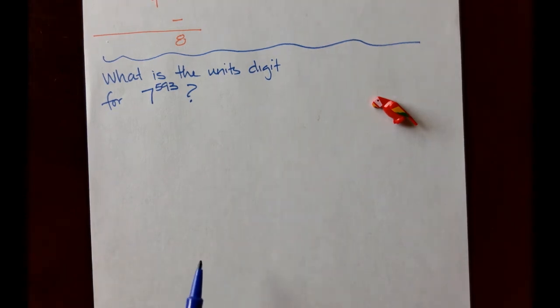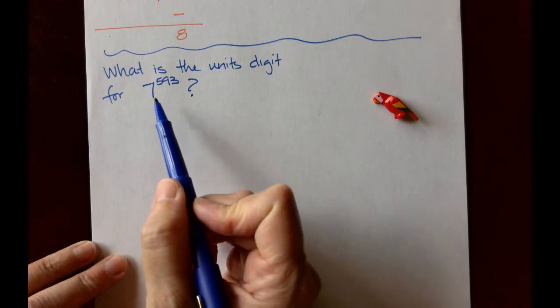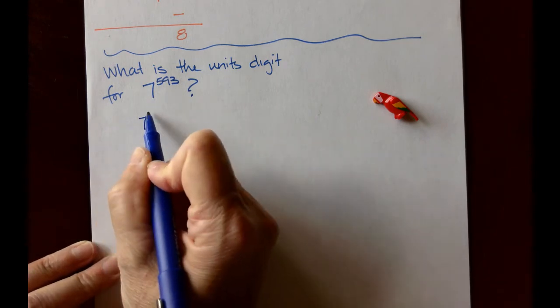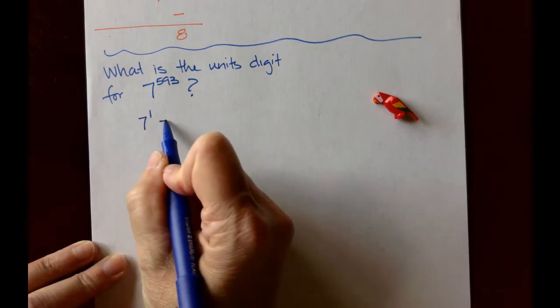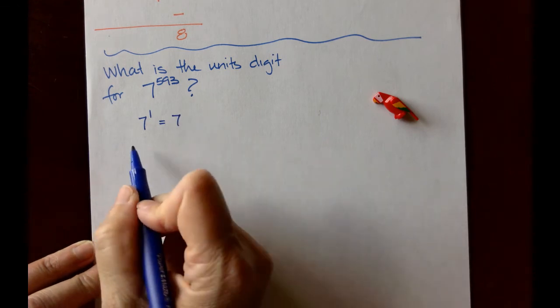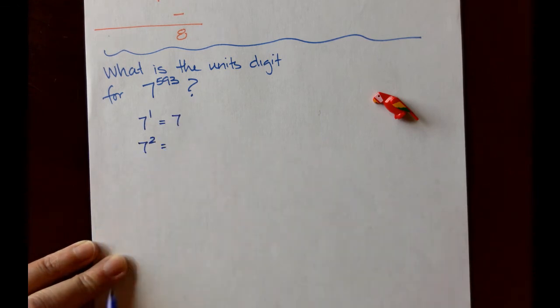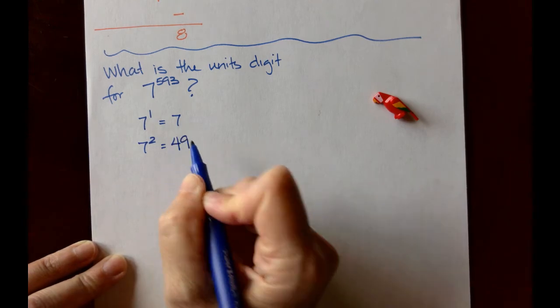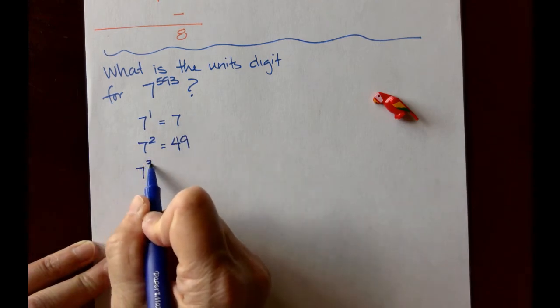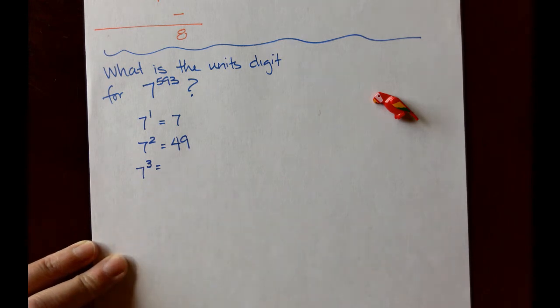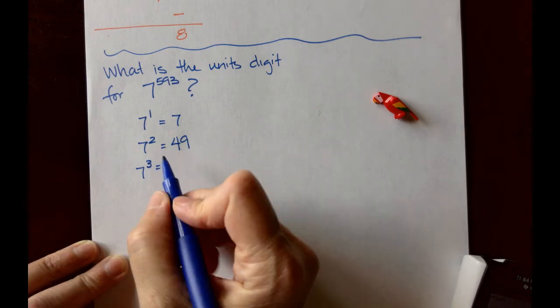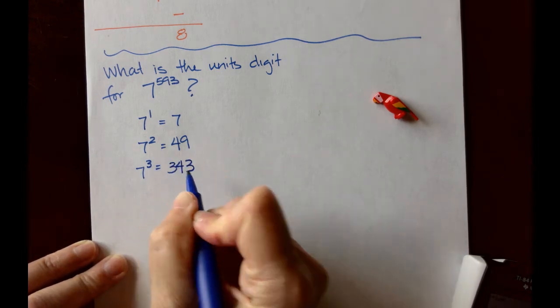All right, here's a way to start this. If we started and did them by hand, 7 to the 1 would be 7. 7 to the 2, remember, 7 to the 2 means 7 times 7. That's 49. 7 to the 3, your calculator will handle 7 to the 3. And if I ask my calculator for 7 to the 3, it tells me that that is 343.